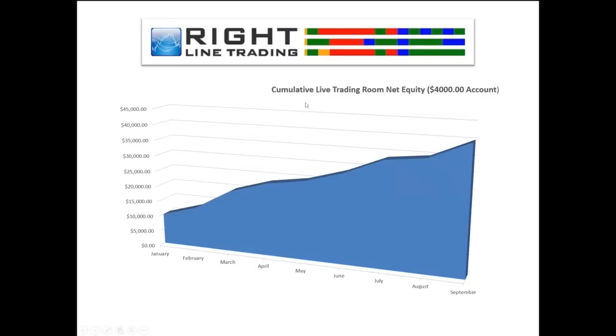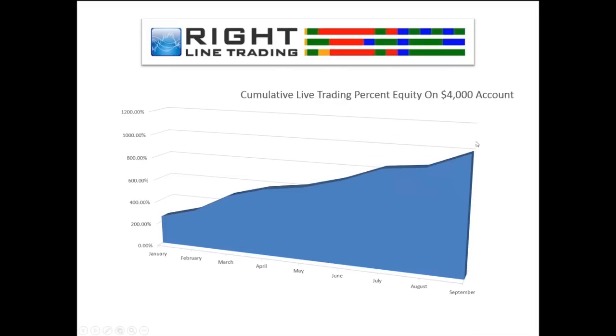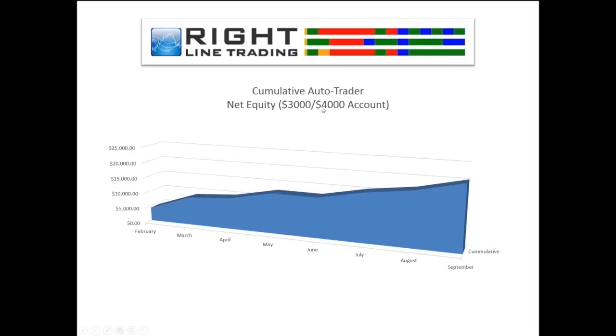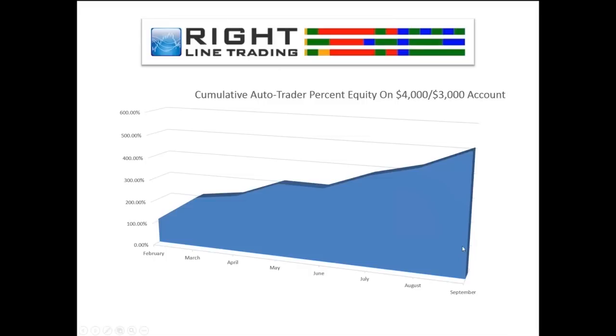Now, through September, the cumulative trading, the live trading room net equity on $4,000 would be about $40,000. That's about 1,000% return. On our auto trader, for a while we only traded 3 contracts, then we moved it to 4. It's $20,000 through September. And that's about a 500% return.